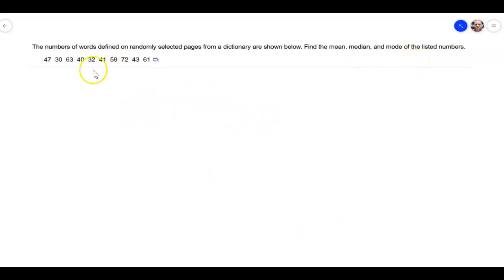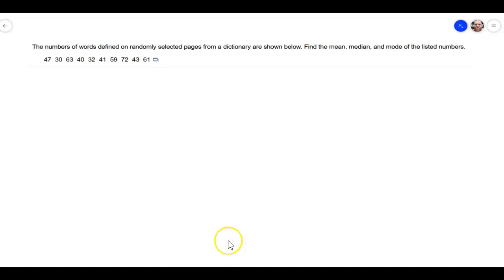And I actually want to show you how we could use this to get an idea of how many words are in a dictionary by taking a sample of the number of words defined on randomly selected pages and then looking to see how many total pages there were in that dictionary. But let's go ahead and first answer this question here. So we want to find the mean, the median, and the mode. So we need to define those and then calculate them.